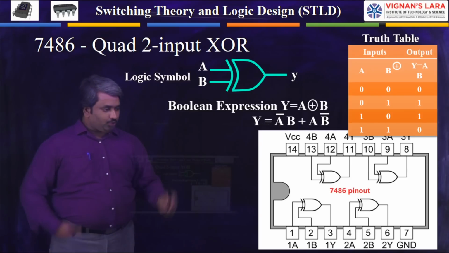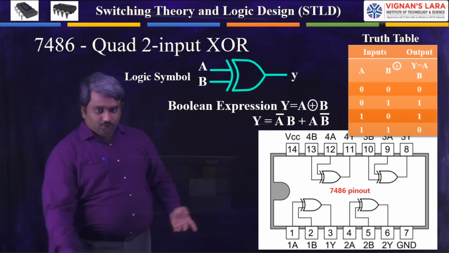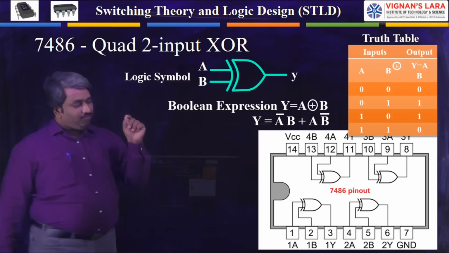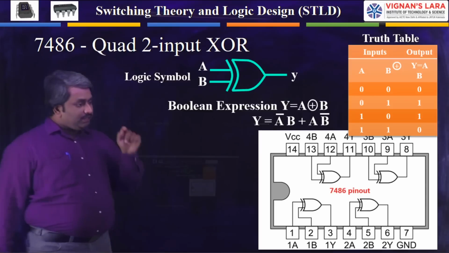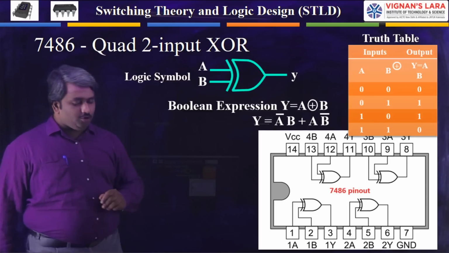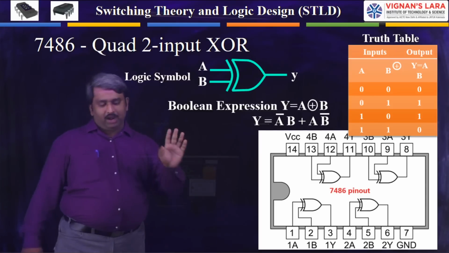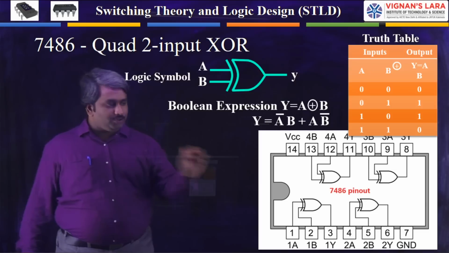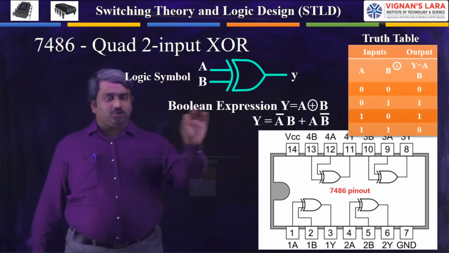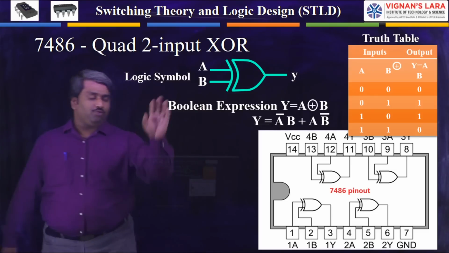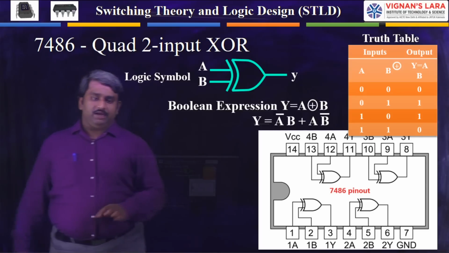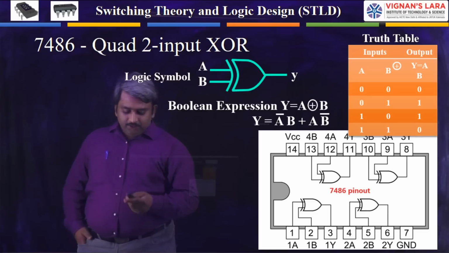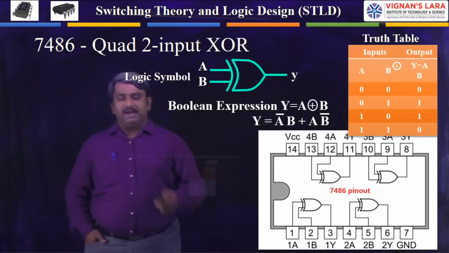2A, 2B, 2Y represent the second XOR gate. A and B are the inputs and Y is the output. So here the inputs are A and B and the output is Y. 1 represents the first XOR gate, 2 the second, 3 the third, and 4 the fourth XOR gate. The 7th pin is the ground and the 14th pin is the VCC. Okay, so these are all the gates you have to practice.